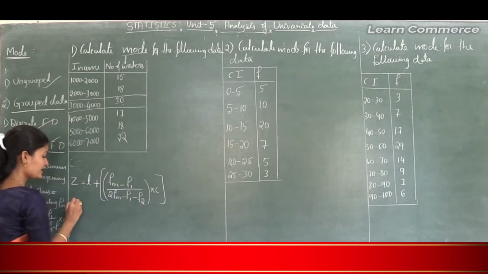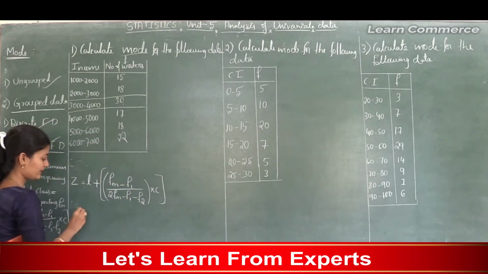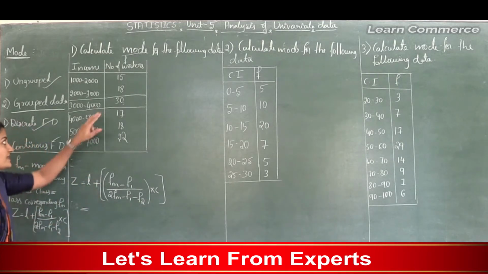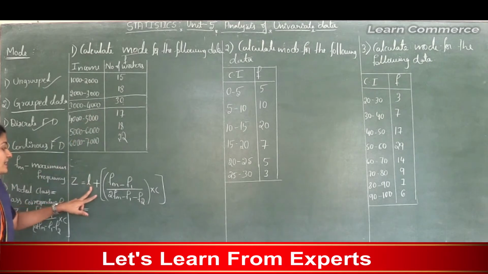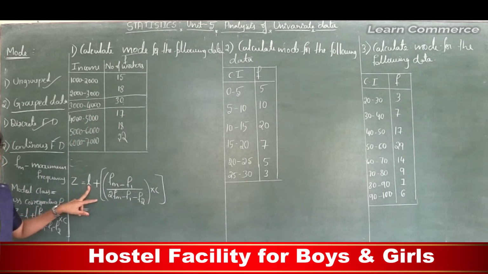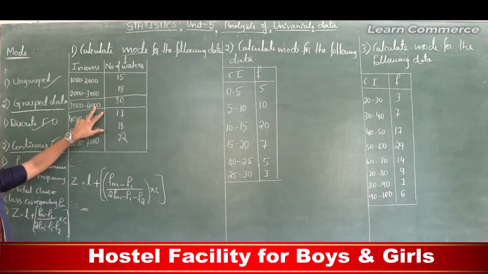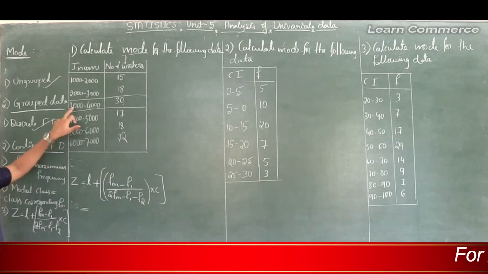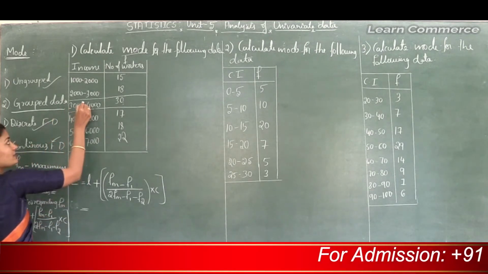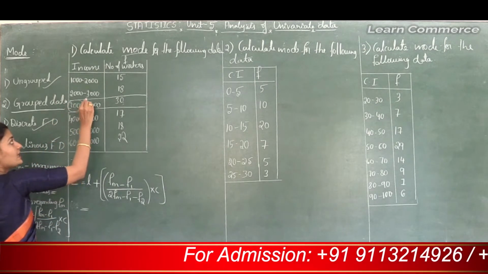See here, Z is equal to... So see, this is the model class, correct? In this model class, what is L? L is the lower class limit. See here, 4000 is the upper class limit and 3000 is the lower class limit. So here we need L. L is the lower class limit. Here the lower class limit is 3000. So here 3000 is L.